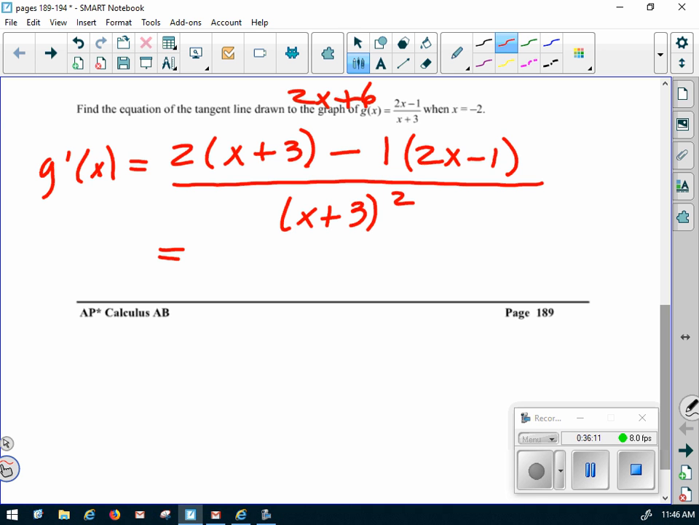Keep going. What do we got? What's the top? 7. And if you FOIL this out, I would count off points. Don't FOIL that out. Just leave it alone. We'll FOIL it out in your head. There you go.